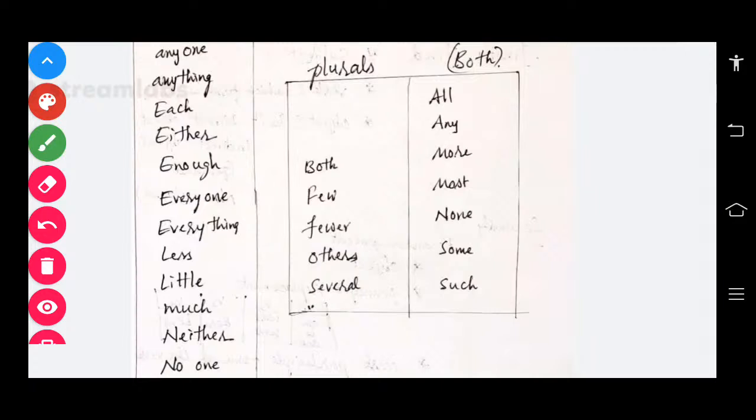Okay, right, let's see. Okay, see here, both.